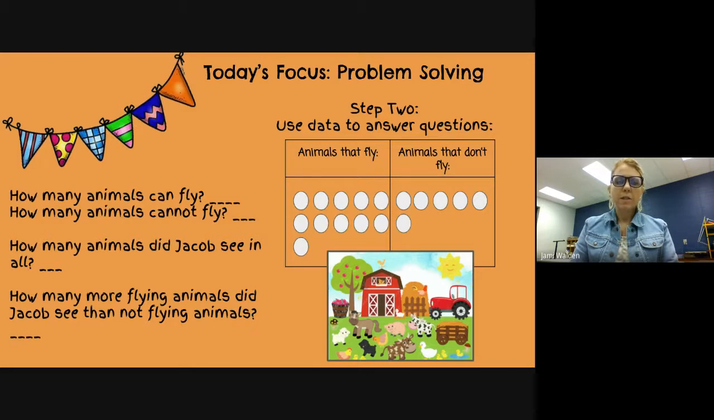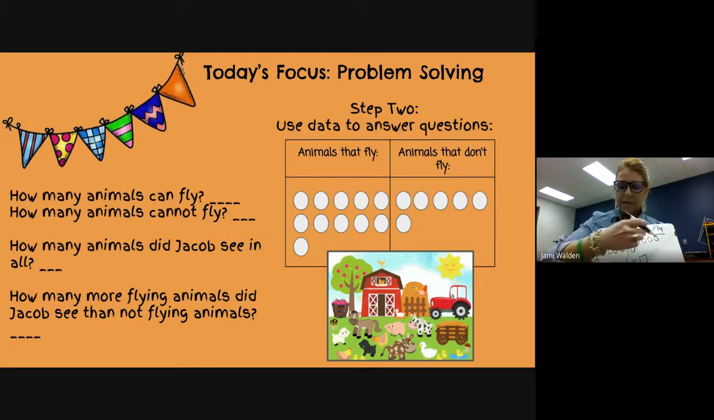The last question says, how many more flying animals did Jacob see than non-flying animals? How can I answer that comparison question? What do you think? I could start with an equation. All right, so I'm going to start with my larger number, 11. And I'm going to subtract my smaller number, 6. And my answer will be the answer to that question. What else could I do?